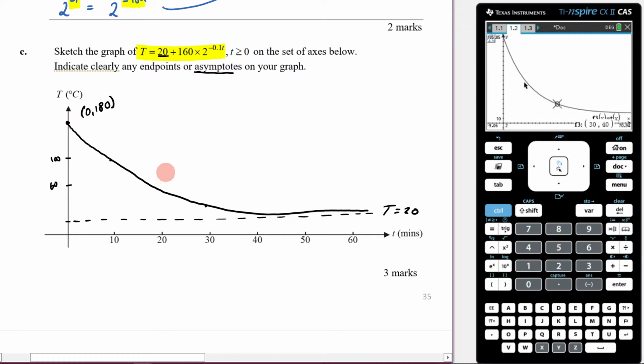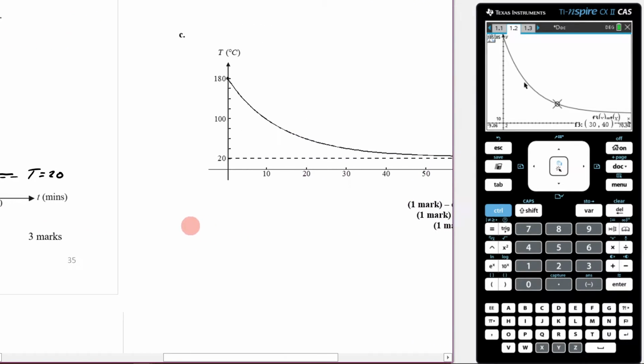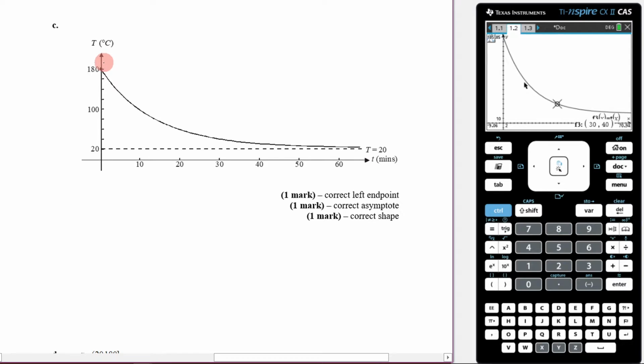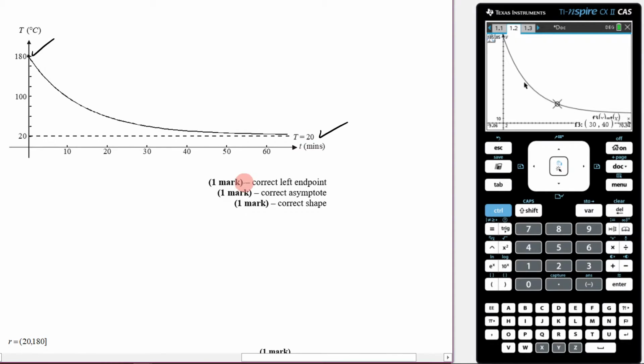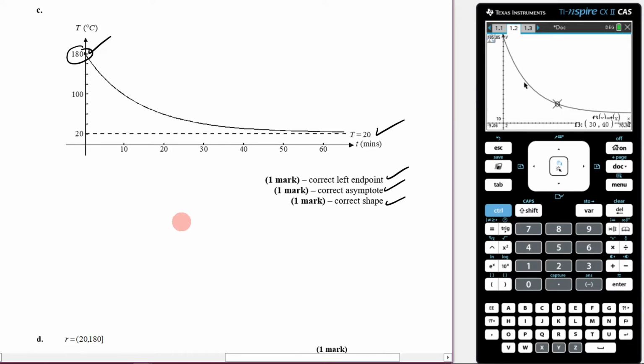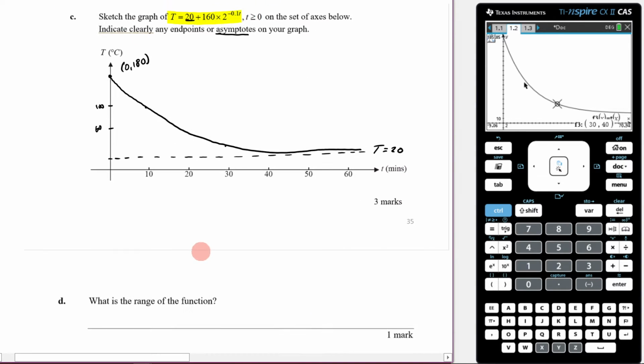And of course, you just want to tidy it up a little bit. Let's see what they've drawn for us here. Okay, so they gave us that, good. They said t is equal to 20, good. And they've given us that nice line here approaching the asymptote. So as you can see, the marks were assigned for the correct left endpoint, so that one here, correct asymptote, correct shape. So hopefully you're able to draw that somewhat successfully.